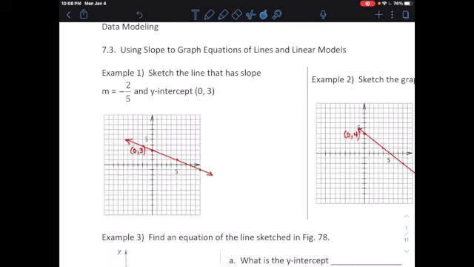Here are the answers for example 1. The slope is negative 2 over 3 and the y-intercept is (0, 3). So I start off with (0, 3) and then I go down by 2 because that's the slope. Go down 2, to the right 3, to get my third point. So that will be the line for example 1.